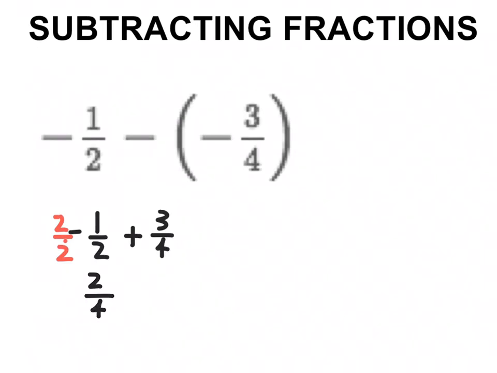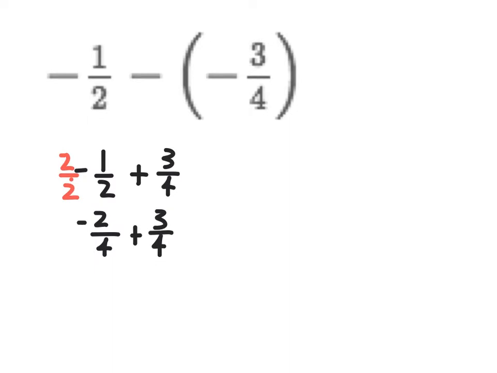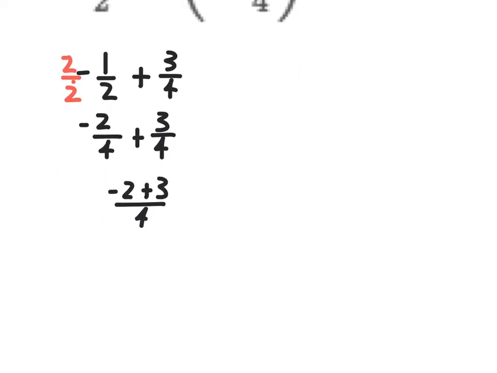Now this value is negative. So I've got -2/4 plus 3/4. Okay, and then what I do is I say, okay, if I've got -2/4 plus 3/4, then I'm going to do -2 plus 3 all over 4. All right, and then I'm going to rewrite that as 3 plus -2. Okay, so I'm going to do 3 plus -2 over 4.